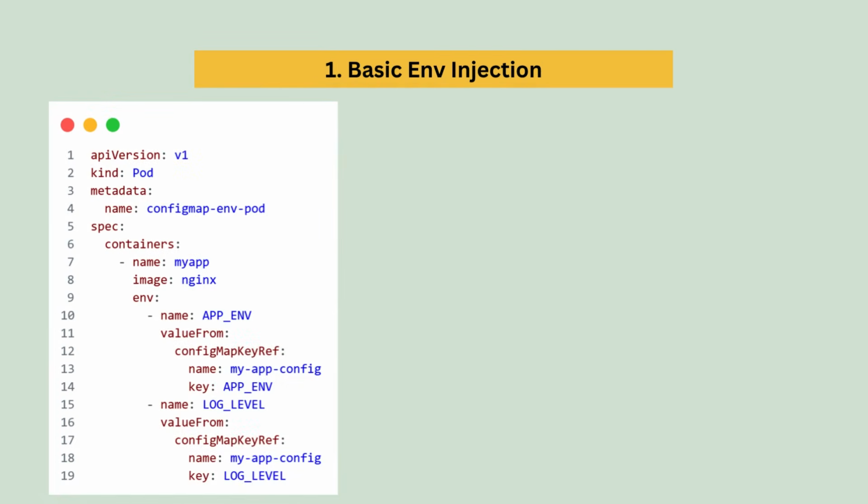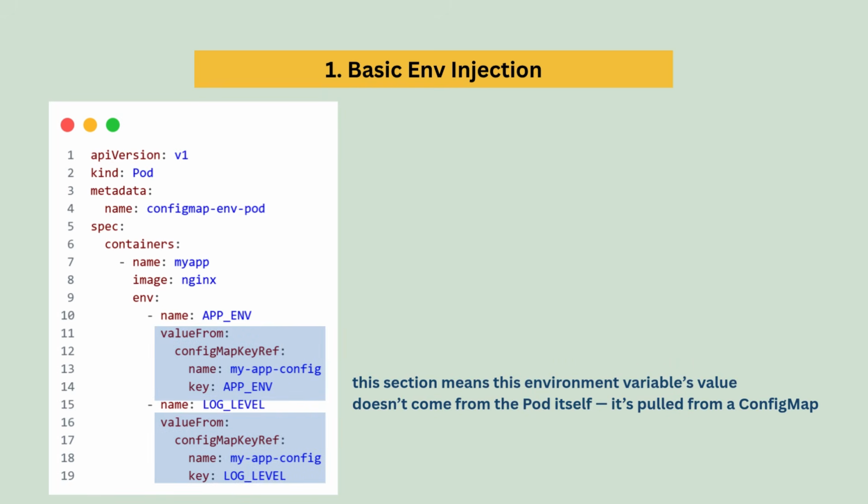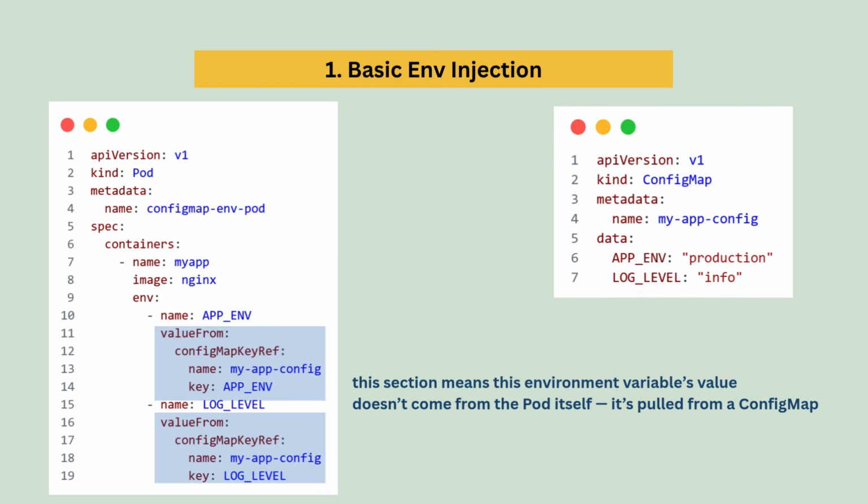First, let's understand the basic environment injection. Inside your pod YAML, this section means this environment variable's value does not come from the pod itself. It's pulled from a config map. So here's what happens step by step. Kubernetes looks for a config map named myappconfig, which we discussed in the previous section.